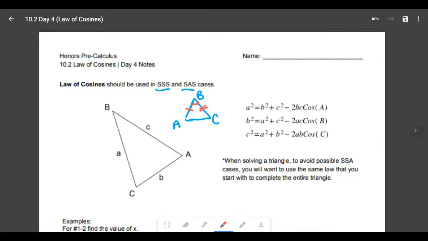Another thing to note is that when solving these triangles, in order to avoid possible side-side-angle, so that's where we had that ambiguous case, you're going to use the same law that you start with to complete the entire triangle. So if we start with law of cosines, we're going to always use law of cosines in that problem. If you start with law of sines, always use law of sines.